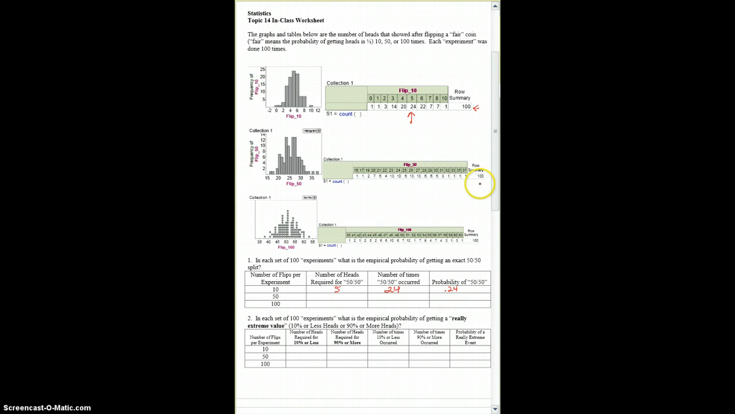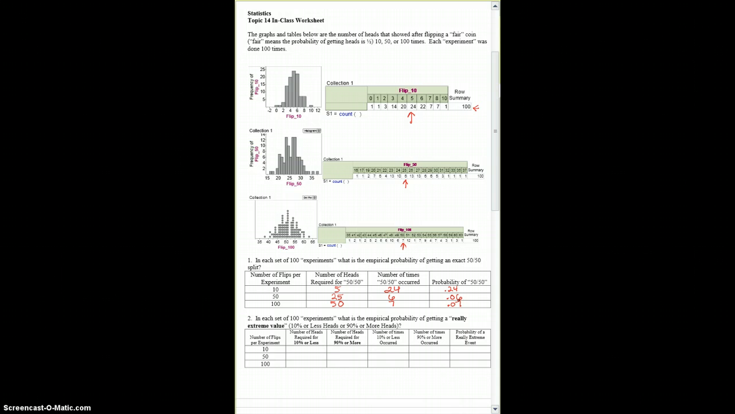The next graph and table show what happens when I flip the coin 50 times. And so if I want a 50-50 split on heads and tails, that would mean I would have to get 25. 25 happened 6 times, and so then that probability would be 0.06. Finally, if you flip the coin 100 times, and we're looking for a 50-50 split between heads and tails, that would mean 50 heads. That happened 7 times. So that probability is 0.07.